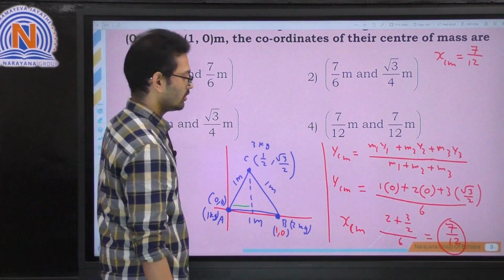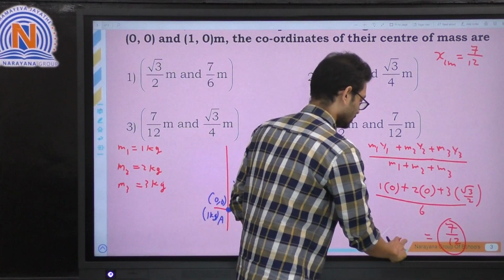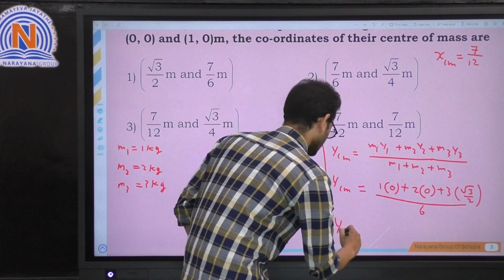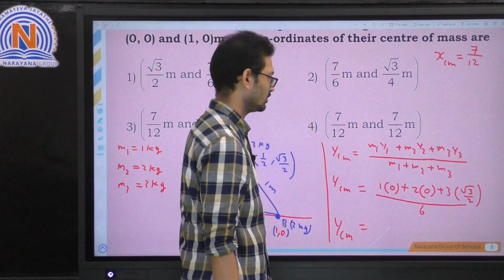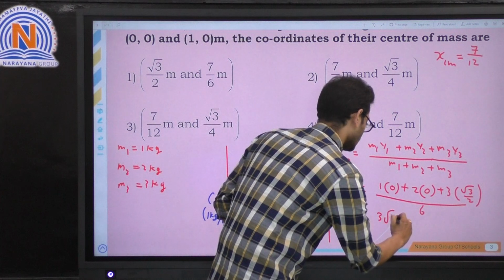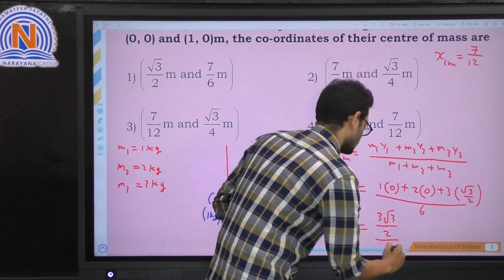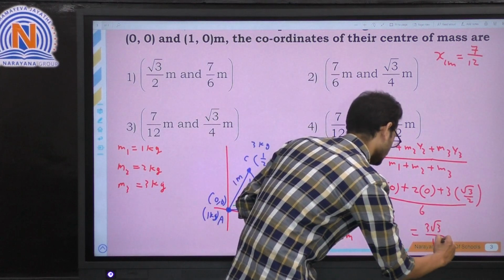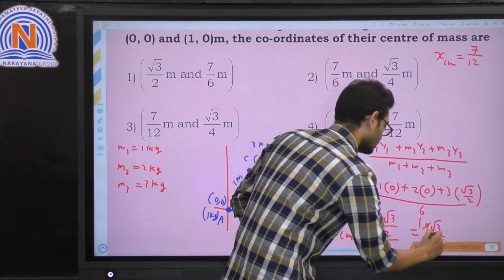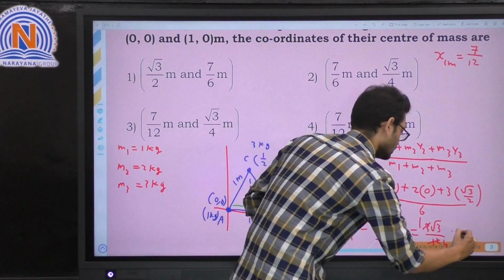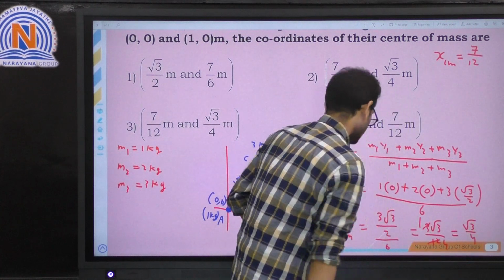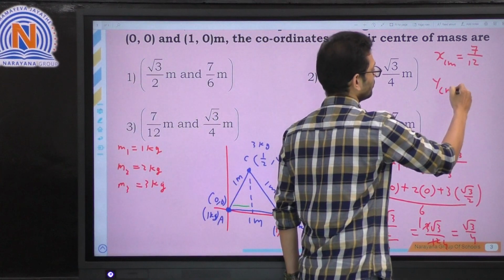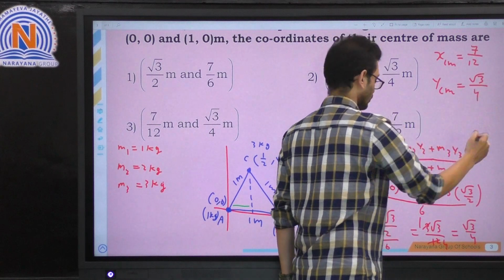Okay. Now what are you going to have finally? The final value which you are going to have over here is y center of mass equals 3 root 3 by 2 by 6. So how much you will be having? 3 root 3 by 12. So 3 ones are 3, 3 fours are 12, so root 3 by 4. So y center of mass is root 3 by 4. Now x center of mass is found and y center of mass is root 3 by 4.